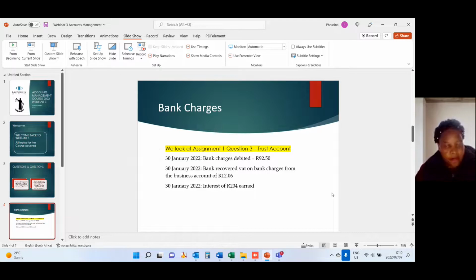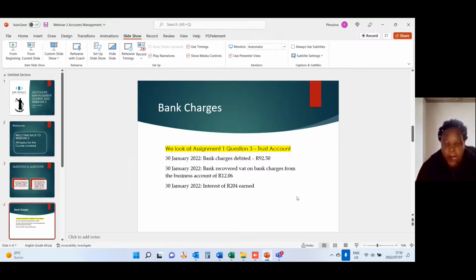If a firm is not on the sweeping system, then it means the practitioner should deposit money to cover those bank charges on a monthly basis or every 3 months to make sure that those charges are not going to interfere with the trust account and the trust account does not end up being in debit.